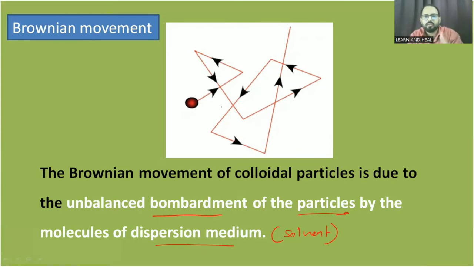So this Brownian movement is a zigzag movement of the colloidal particle. We can see that when you are viewing it in a microscope. Yes, microscopically it moves. This is moving because it is colliding with solvent particles. So because of that, the movement is possible.